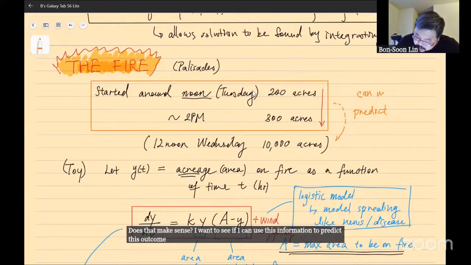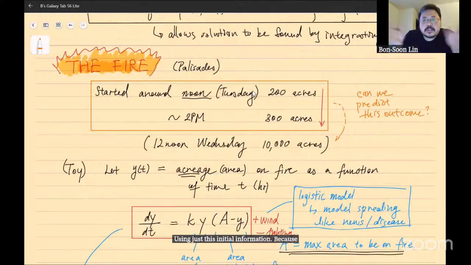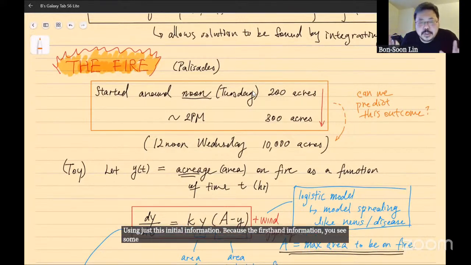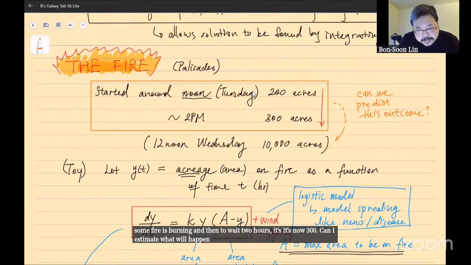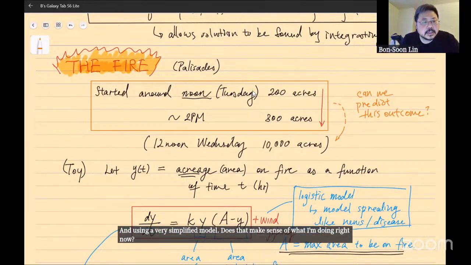I want to see if I can use this information to predict this outcome. Can we predict this outcome using just this initial information? Because the first-hand information, you see some fire is burning, and then you wait two hours, it's now 300. Can I estimate what will happen a day later? And using a very simplified model. Does that make sense of what I'm doing right now? Okay, so let's do it.